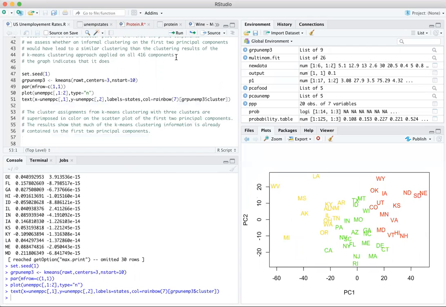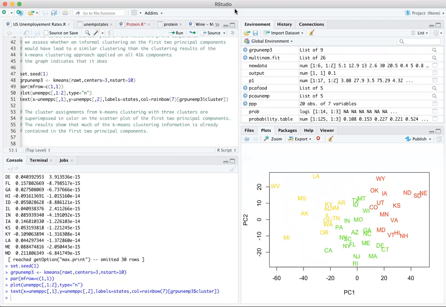The cluster assignments from k-means clustering with 3 clusters are superimposed in color on the scatter plot of the first 2 principal components. The results show that much of the k-means clustering information is already contained in the first 2 principal components.